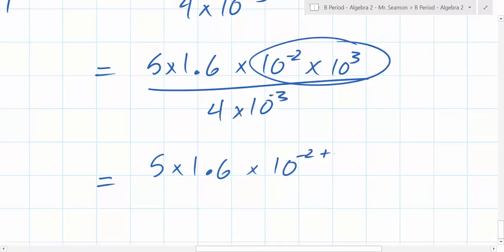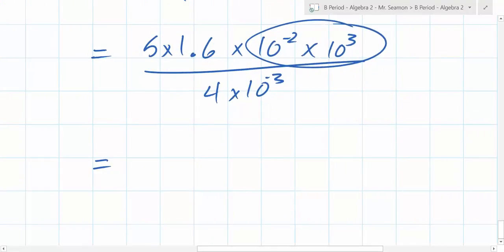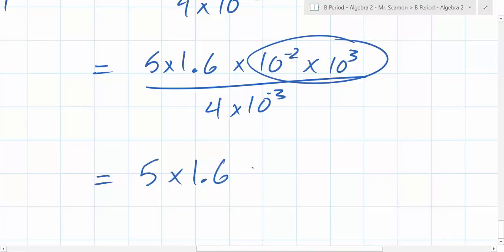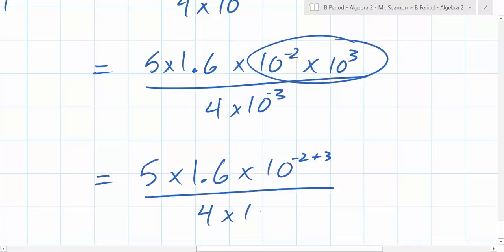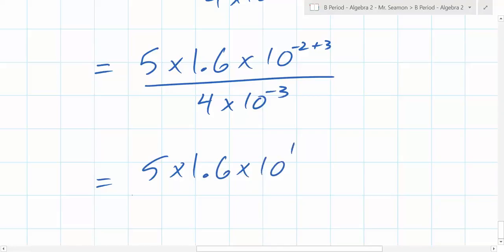Actually, I was talking about the one on the bottom. Yeah, so you could... not yet. I want to combine. What can we do on top first? So what does it become? 10 to the what? 1. Yeah. Negative 2 plus 3 is 1. So I'm doing a bunch of steps here. It becomes 5 times 1.6 times 10 to the first over 4 times 10 to the negative 3.